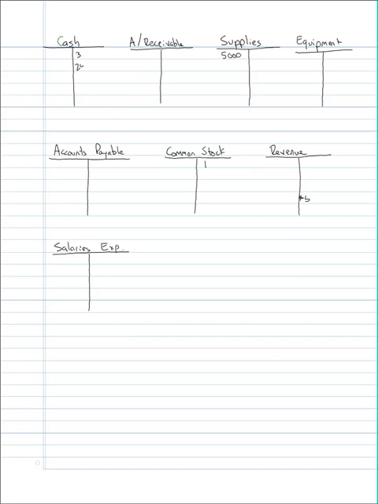Now I would like to post those journal entries to the T accounts. Journal entry A is a debit to cash and a credit to common stock. Journal entry B is a debit to supplies and a credit to accounts payable.